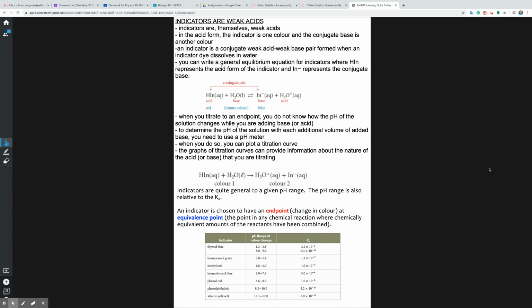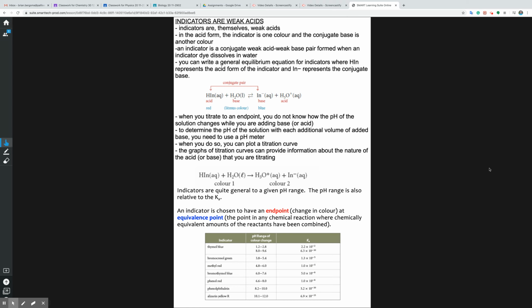Indicators themselves are weak acids. That's why, in your data booklet, if you look at indicators, you're actually given the Ka for the indicators. In acid form, the indicator is one color. In conjugate base form, it's another color. An indicator is a conjugate weak acid, weak base pair formed when indicator dye dissolves in water.